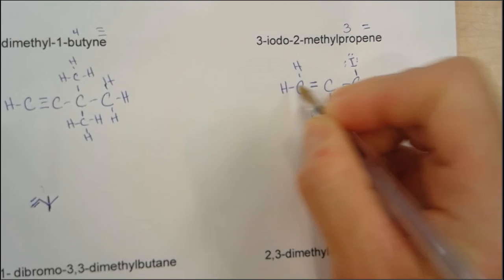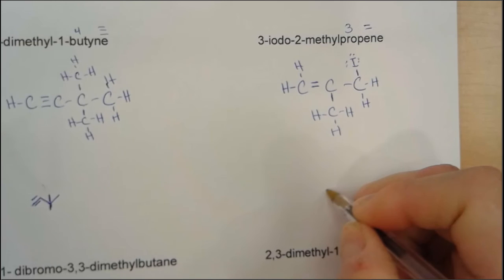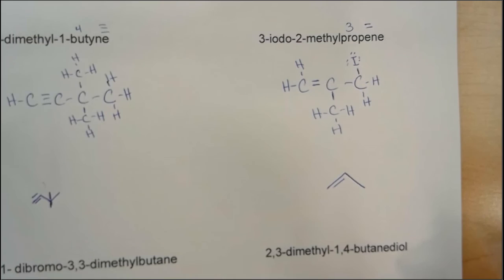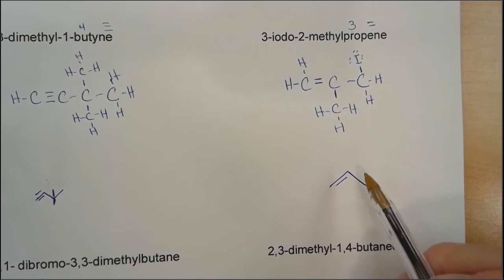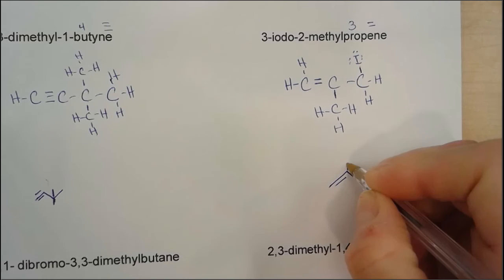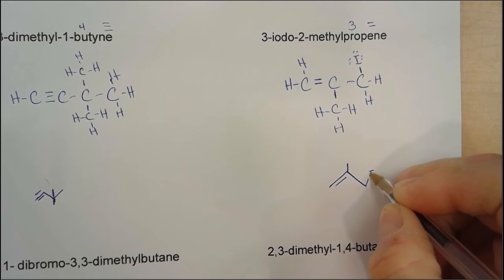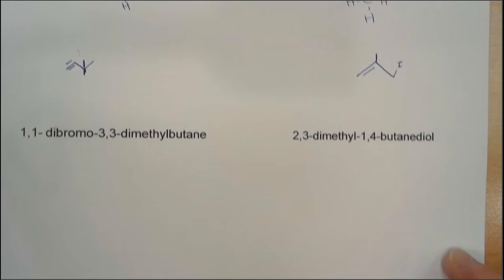If we were to draw this, this would be the line structure for propene. This would be propene as I've drawn it. So 1, 2, put on a methyl, put on an iodine. And we do have to put the heteroatoms that are not carbon or hydrogen. 2 more to do. Go backwards on this one, butane.